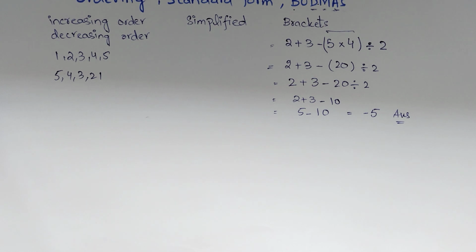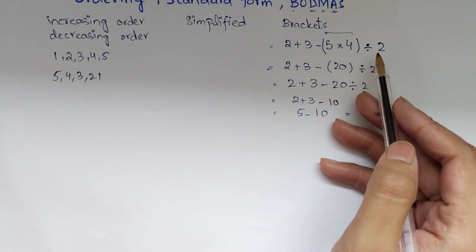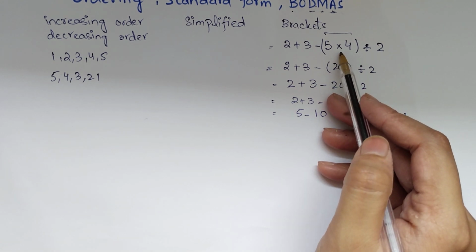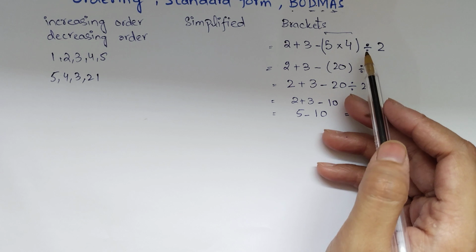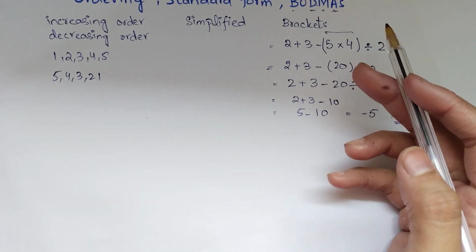So standard form means you just have to simplify the question, and BODMAS means perform division, multiplication, addition and subtraction, and first of all brackets. Whatever the operation is in the brackets, you have to perform that first. You can see here is multiplication, here is division, but I first solve the brackets, then I will follow the order: division, multiplication, addition and subtraction.